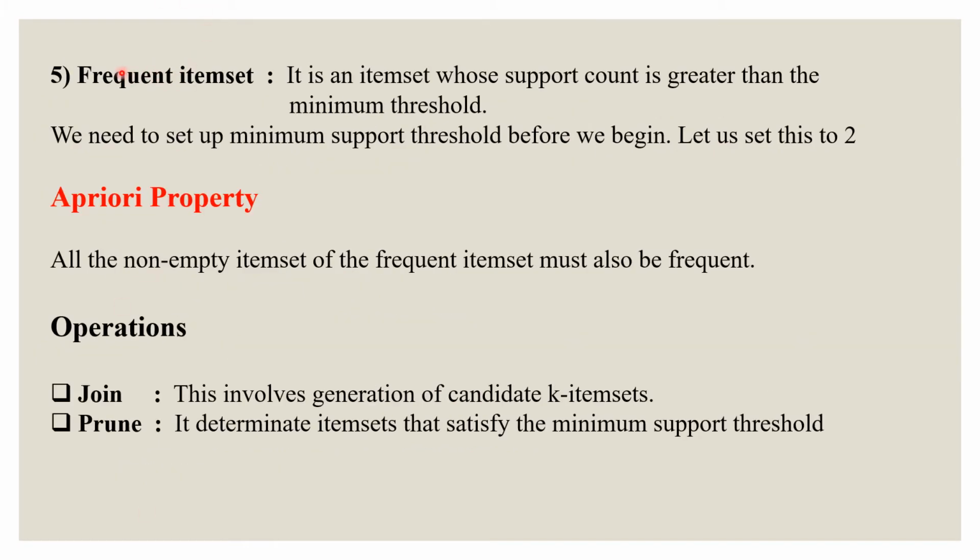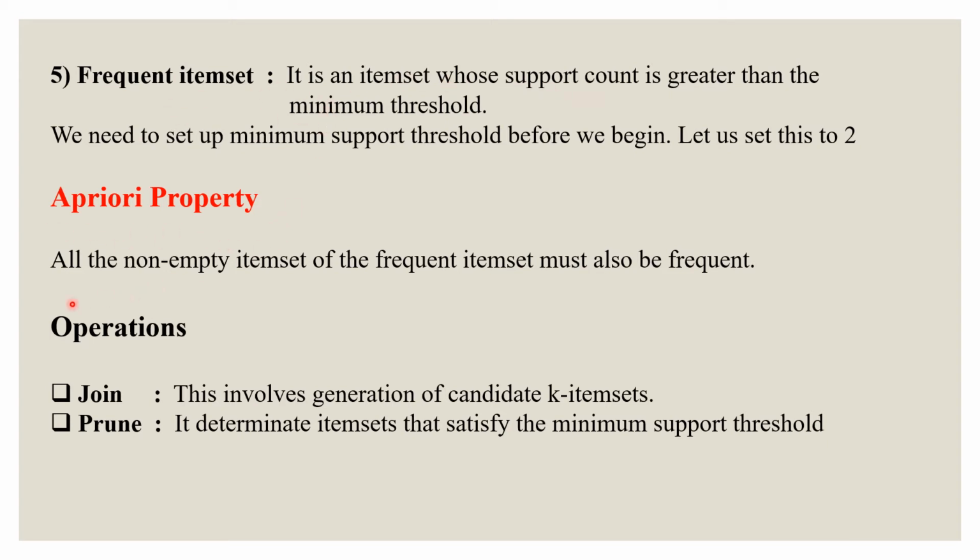The last terminology is frequent item set. Its support count is greater than the minimum threshold value. Before going to an example, we have to set the minimum threshold value. In this example, we are going to set the minimum threshold value as 2. We need to remember the minimum threshold value as 2. It is more useful for the frequent item set, where we find the support count value. You will understand this with an example.